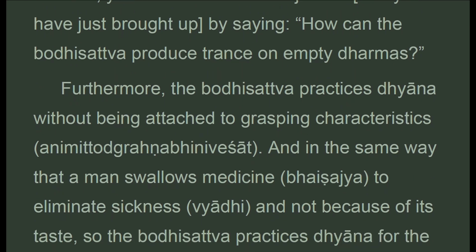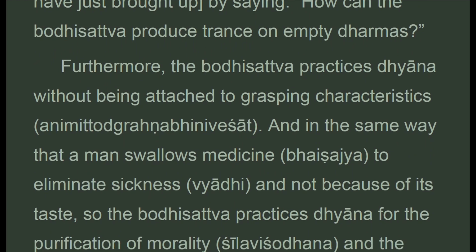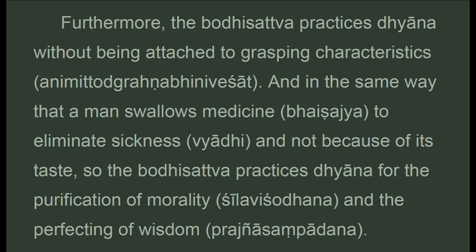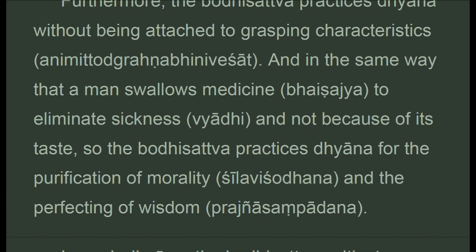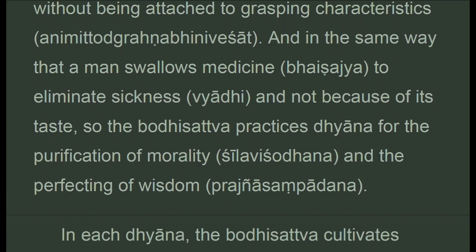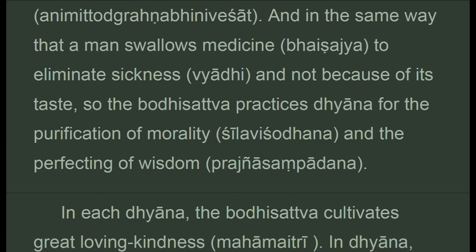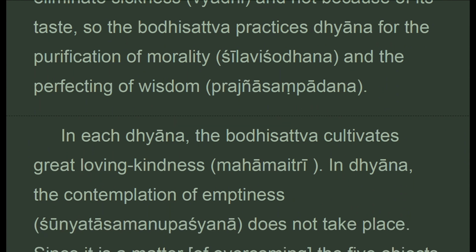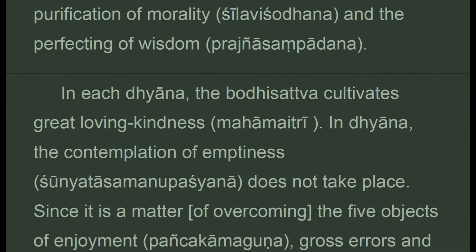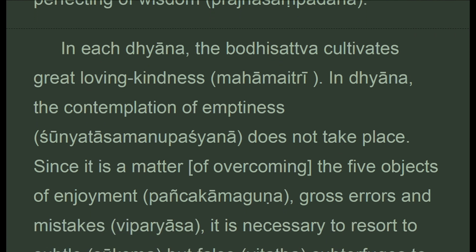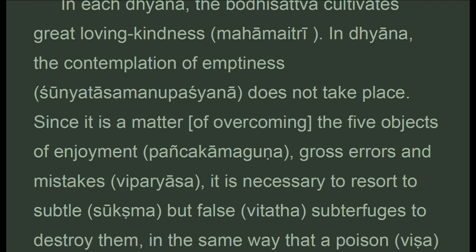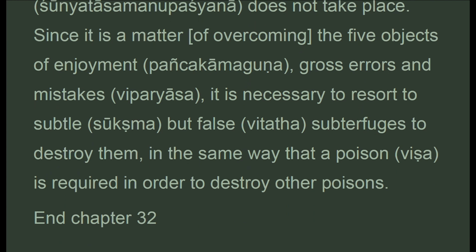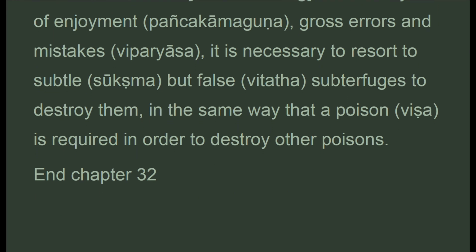Furthermore, the bodhisattva practices dhyana without being attached to grasping characteristics. And in the same way that a man swallows medicine to eliminate sickness and not because of its taste, so the bodhisattva practices dhyana for the purification of morality and the perfecting of wisdom. In each dhyana, the bodhisattva cultivates great loving kindness. In dhyana, the contemplation of emptiness does not take place, since it is a matter of overcoming the 5 objects of enjoyment. Gross errors and mistakes, it is necessary to resort to subtle but false subterfuges to destroy them, in the same way that a poison is required in order to destroy other poisons. End chapter 32.